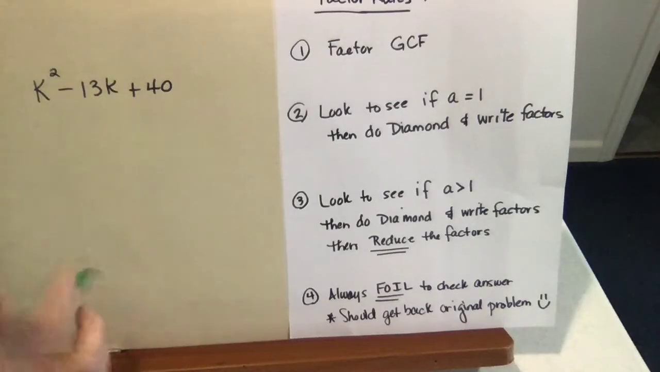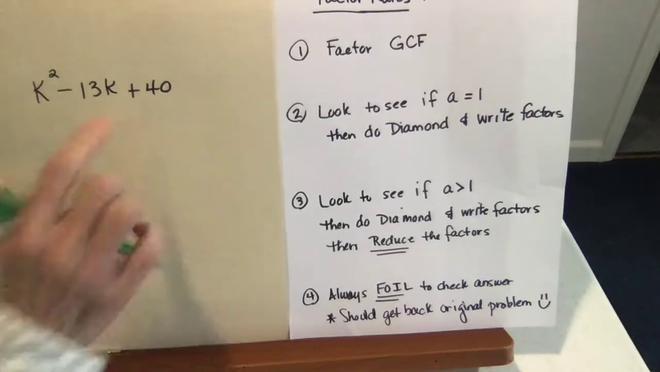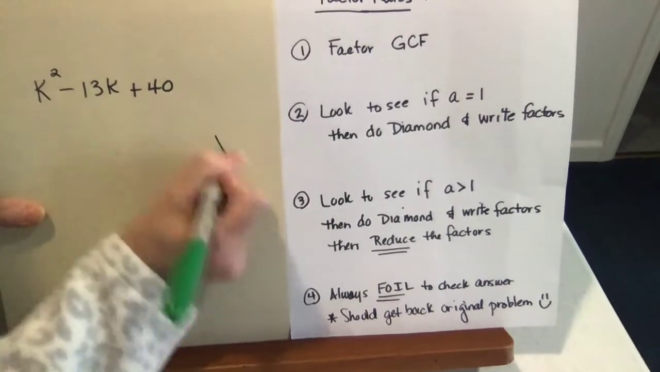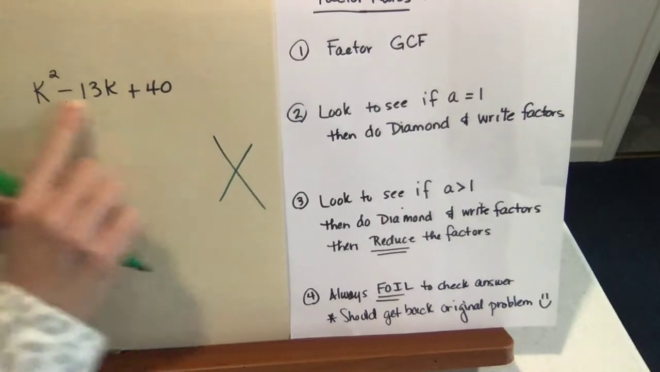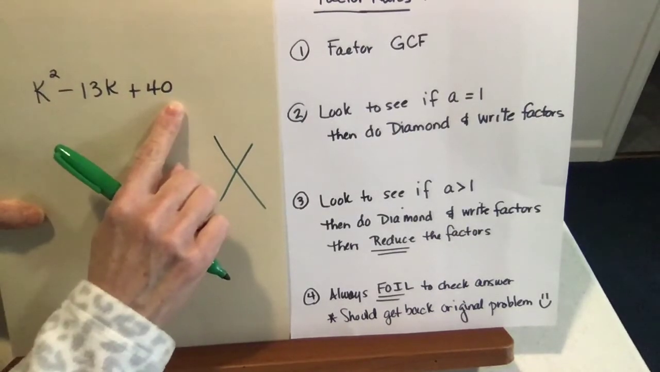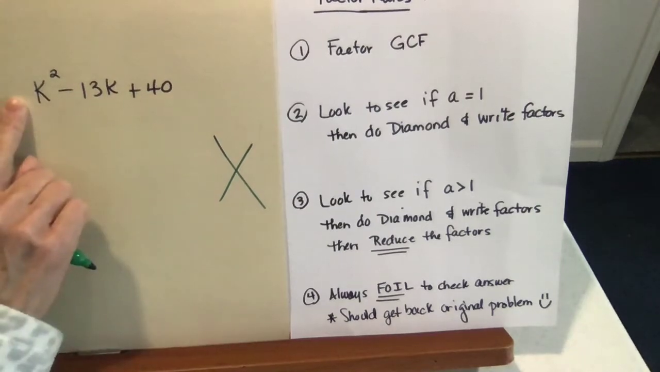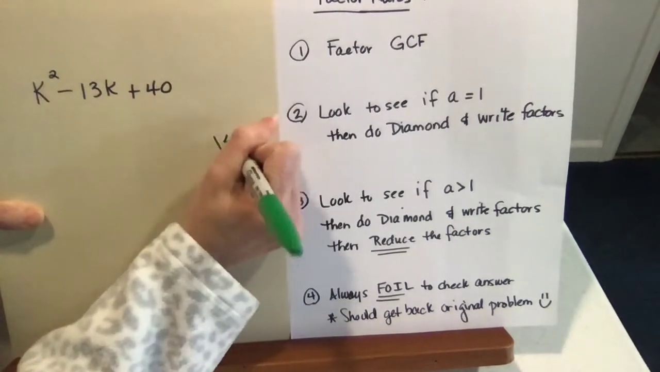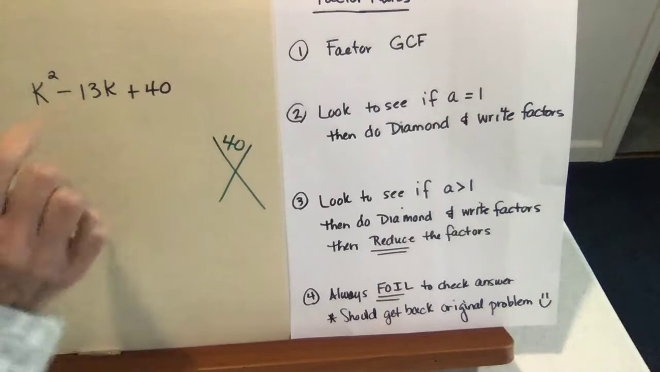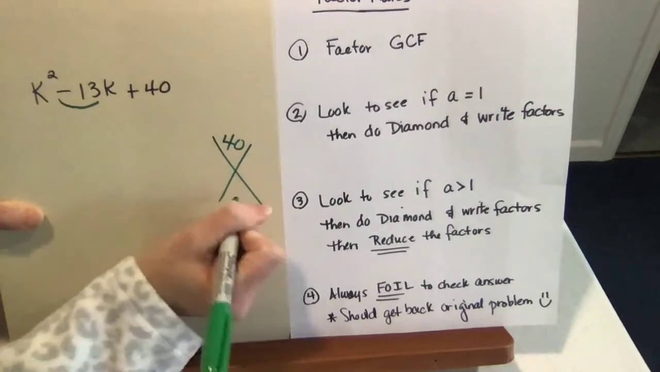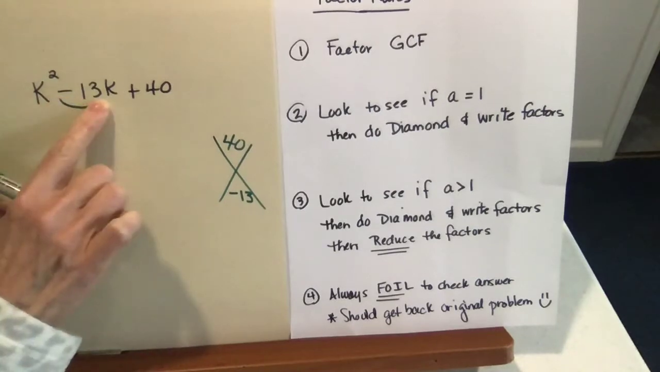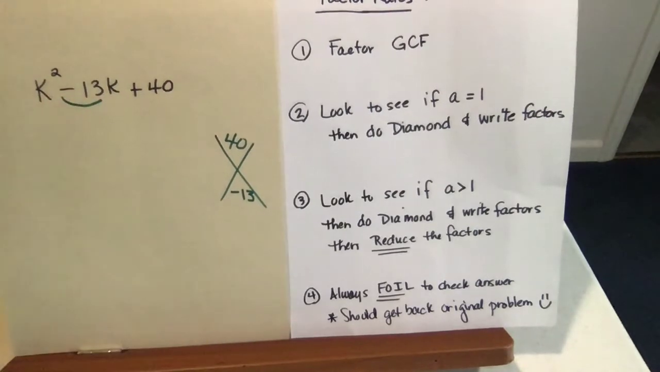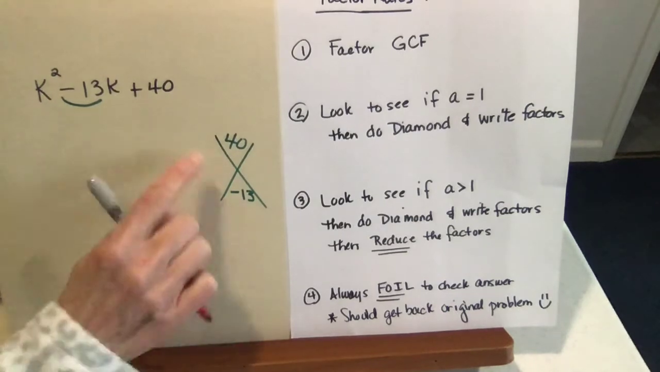Okay, our next problem is k squared minus 13k plus 40. So right away, I'm going to start my diamond. The coefficient in front of k squared is 1. I'm looking through this. I don't see any GCFs. So I'm going to take 1 times 40 and put it in the top of the diamond. I'm going to take my negative 13 and put it in the bottom of the diamond, because remember, the sign belongs to the term, all right? So the sign in front is what you're going to take to belong to the term. And now I'm going to complete my diamond.